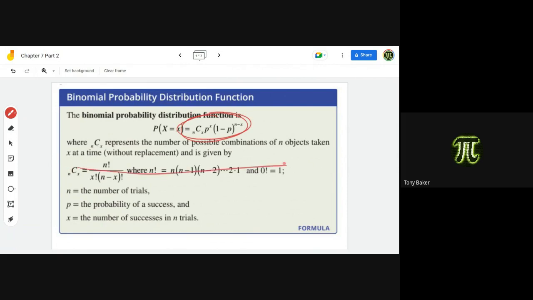We don't need to worry about this piece here. N is the number of trials. P is the probability of success. And X is the number of successes in the trials that I want. And actually, yes, it is N minus X. You're welcome.